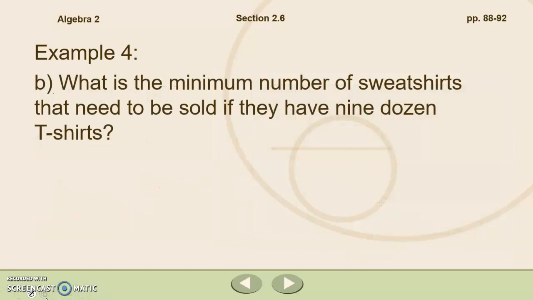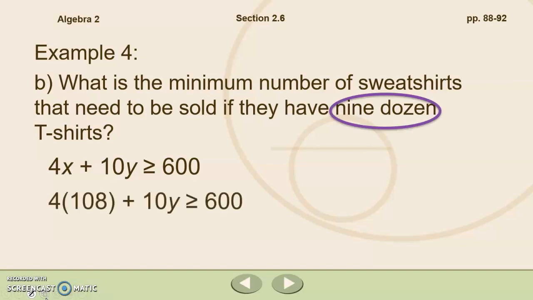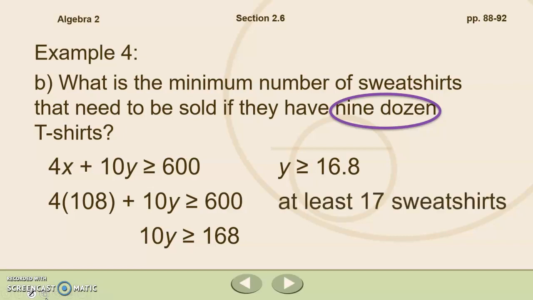Taking a look at that graph, what's the minimum number of sweatshirts that need to be sold if they have 9 dozen t-shirts? Well, we can write that in an equation: 4x plus 10y is greater than or equal to 600. 9 dozen t-shirts is 9 times 12, so 108. So $4 times 108 t-shirts plus 10y is greater than or equal to 600. When we solve for y, they need 16.8 sweatshirts. Well, you can't really sell 16.8 sweatshirts, you can't sell eight-tenths of a sweatshirt. So they need to sell at least 17 sweatshirts.